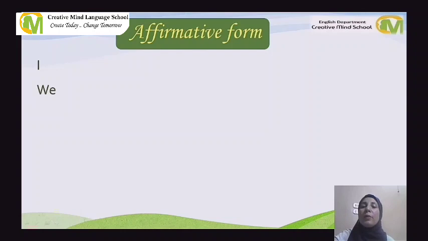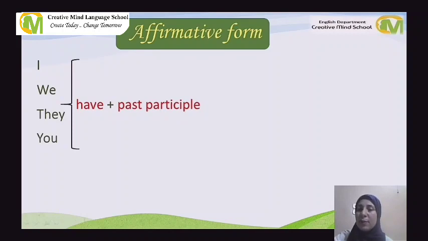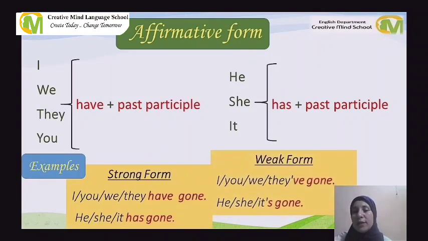With the pronouns I, we, they, you, we use have plus the past participle. And with the singular pronouns like he, she, or it, we use has plus past participle. Example, I've gone, the strong form and the weak form. I, you, we, they have gone. It's the strong form, and the weak form is I've, you've, we've, they've gone.